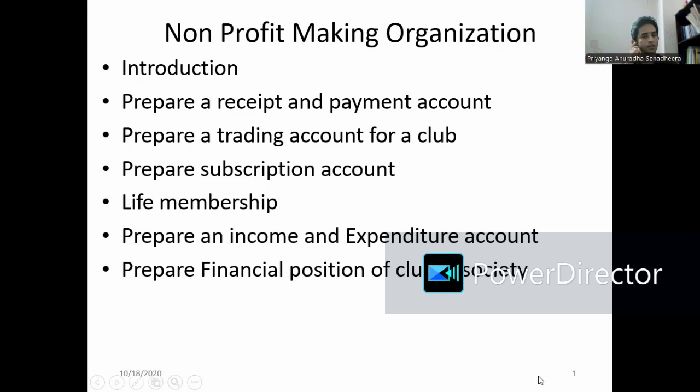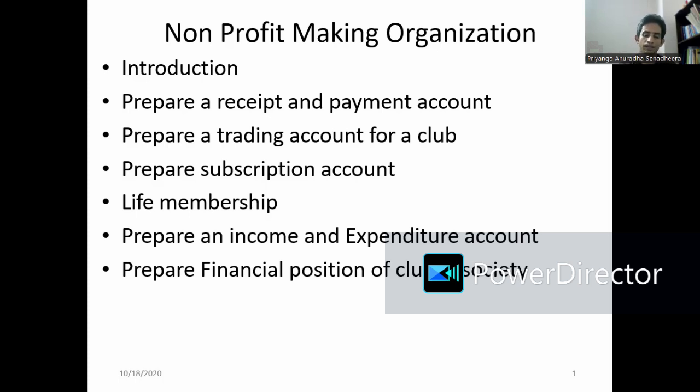Okay. So first of all, I need to give you an idea about non-profit making organizations. Before that, I'll show you what we have to do. The first thing is the introduction to non-profit making organizations. Then I'll tell you how to prepare the receipts and payment account. Then prepare the trading account for a club or non-profit making organization. Next step is to prepare the subscription account, then life membership, and then prepare the income and expenditure account and the financial position of a club and society. So those are the areas we are going to cover here.